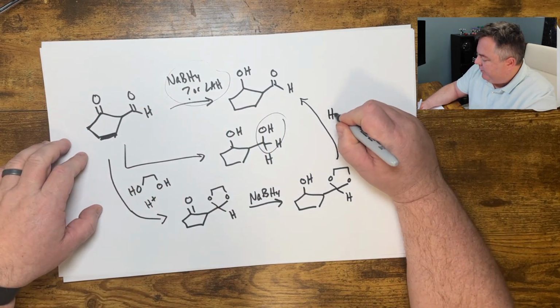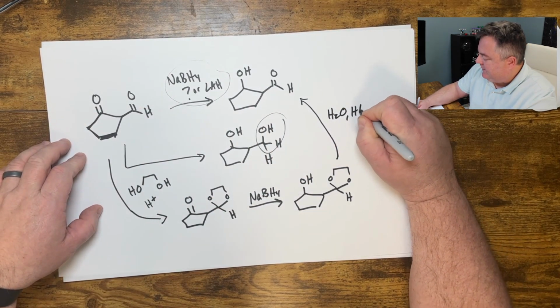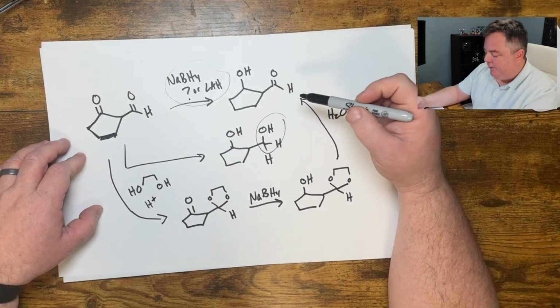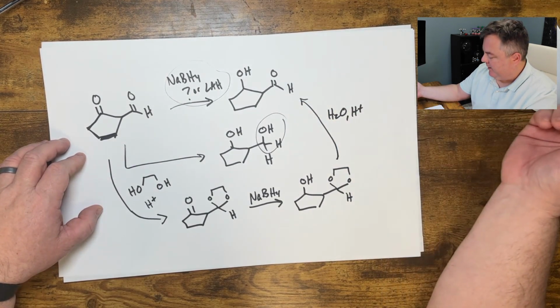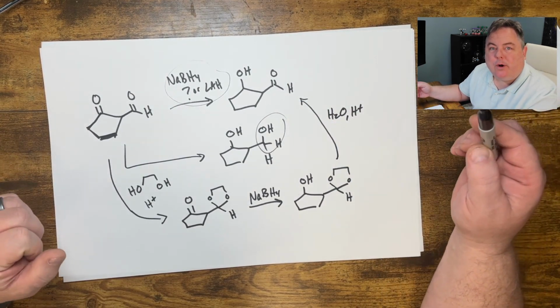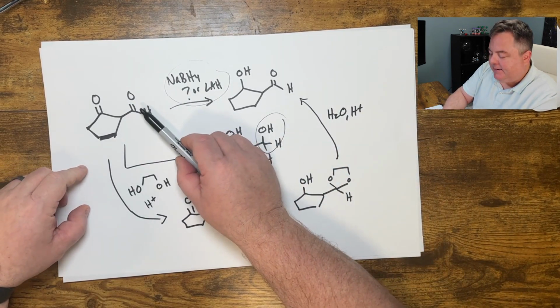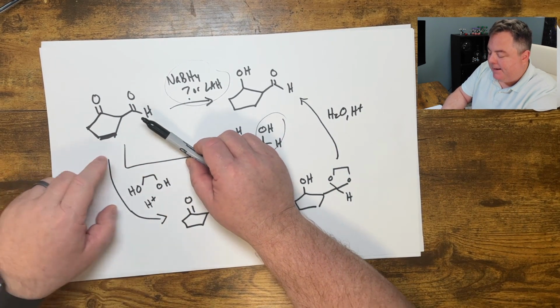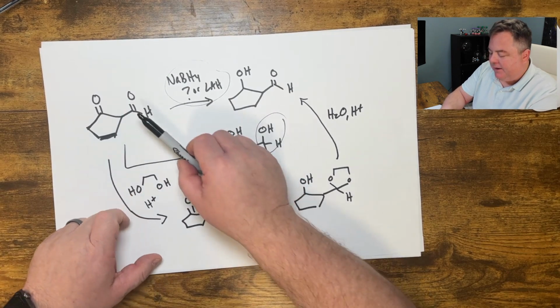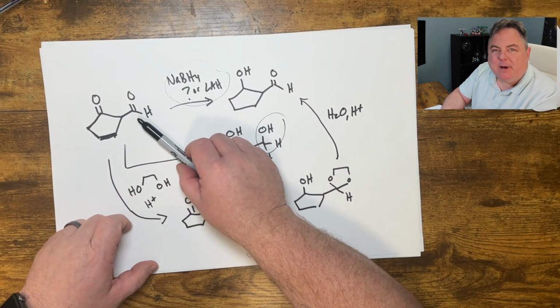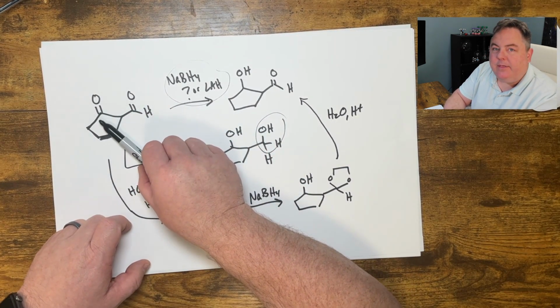So the best way to do that is you add some water and acid, you hydrolyze it, and you can turn it back into the aldehyde. And that's the workaround whenever I need to protect an aldehyde over a ketone. And aldehydes get protected first because they stick out, they're on the end of the molecule, they react a little faster than do ketones.